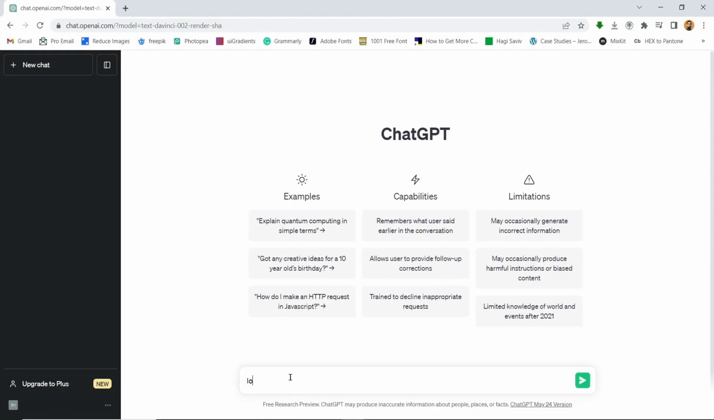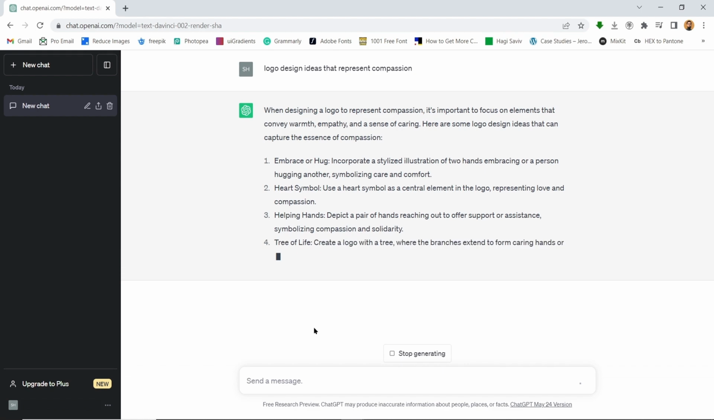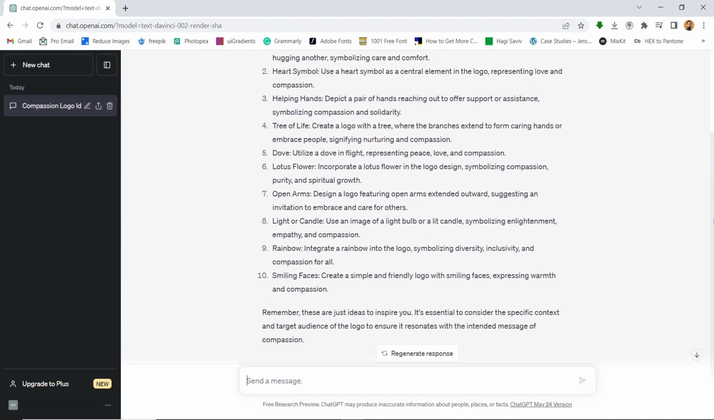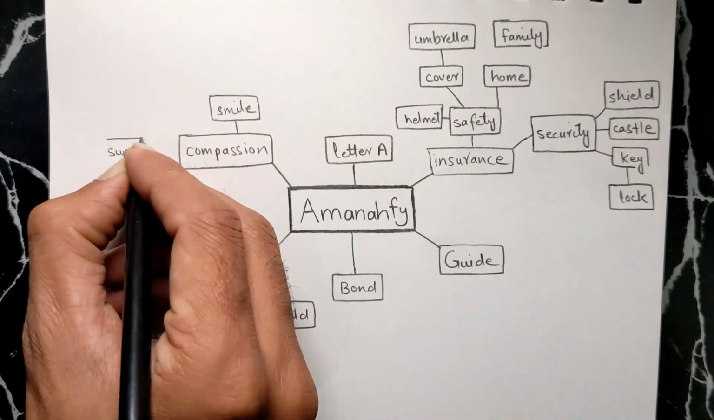Again, we will switch to ChatGPT and simply write logo design ideas that represent compassion. We can use keywords like smile, support, and care. We can further symbolize care with a heart and support with a helping hand or a handshake. And now we will simply write the same keywords on the piece of paper.